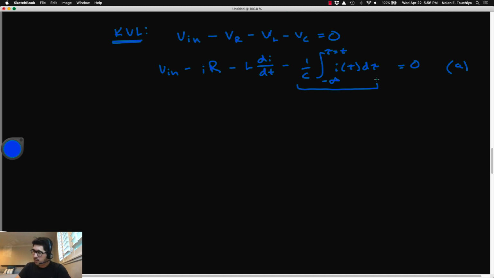Now, what happens is, okay, if we want to get rid of this integral, like if we want to not have to deal with this, one thing we can do is take the derivative of this entire equation, right? Because the derivative of the integral will essentially cancel the integral, right? We'll be doing opposite operations. Okay, so we can actually take the derivative of this equation here, and what we end up with is the following.